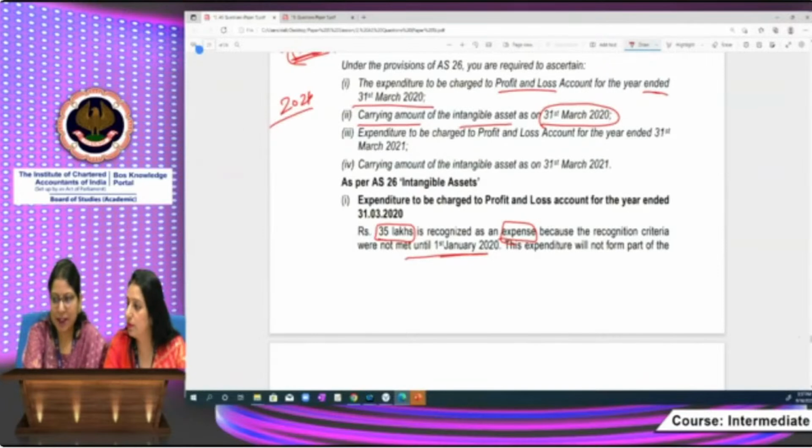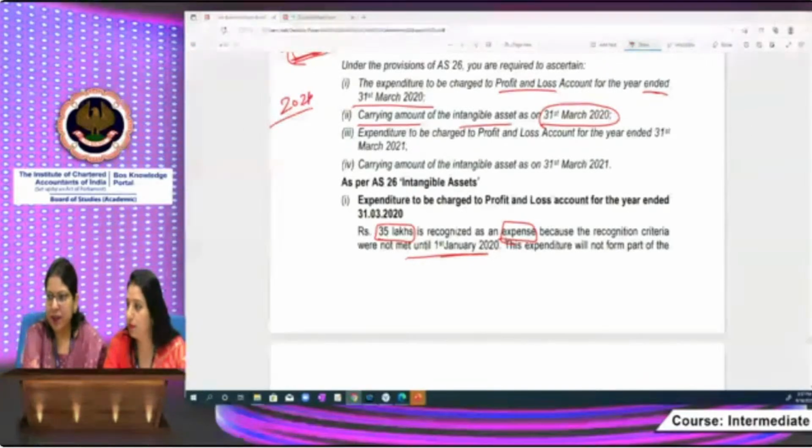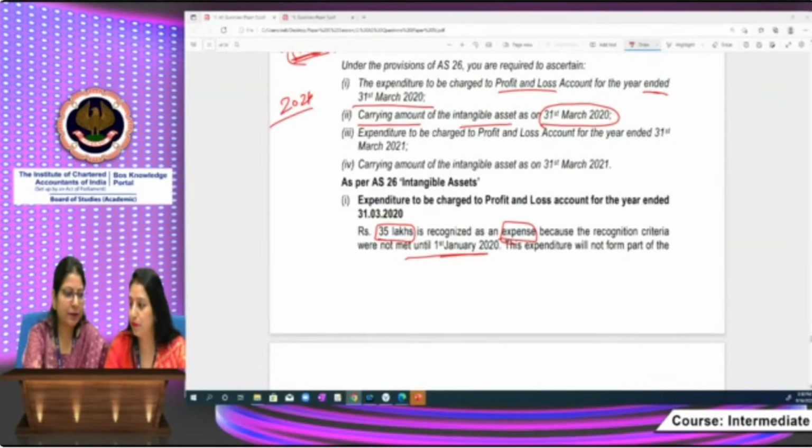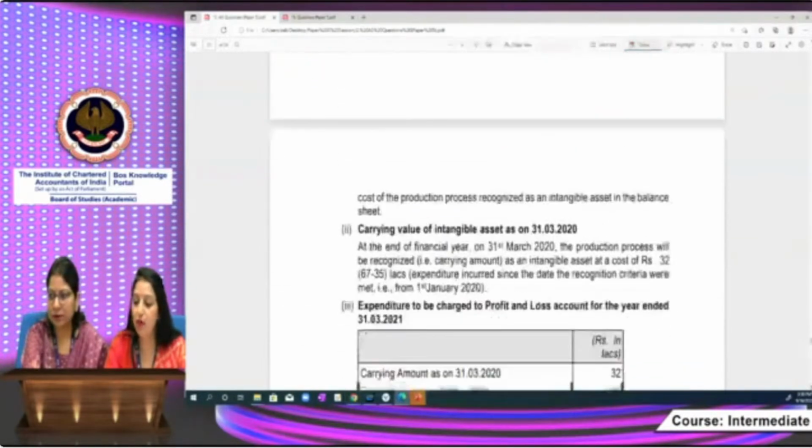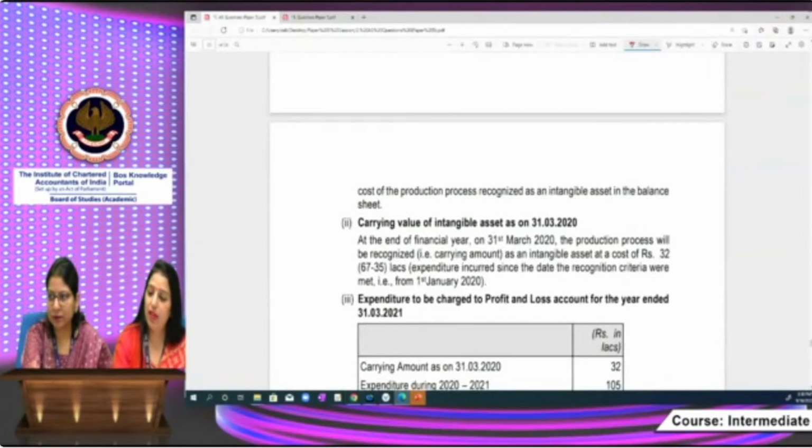35 lakh as expense, everybody is writing. Saurabh, Sandeep, Palaparthi, you are absolutely right. 35 lakh is the amount which is to be charged to the profit and loss statement. Now what will be the carrying amount? Radha is saying 32 lakh. So what will be the carrying value? It will be 32 lakh because 35 lakh has already become an expense.